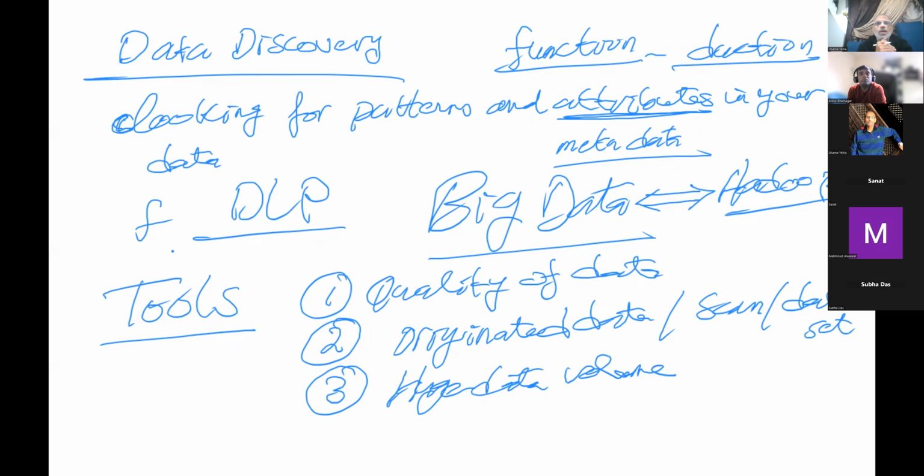Why do we want the data discovery? Why do we want data discovery? What do you think? Do you have an answer for it? Any answer?